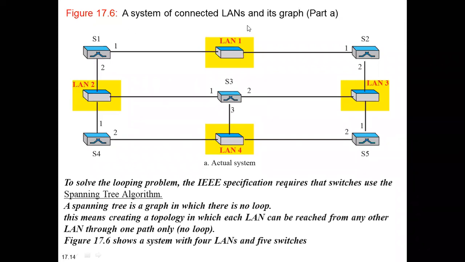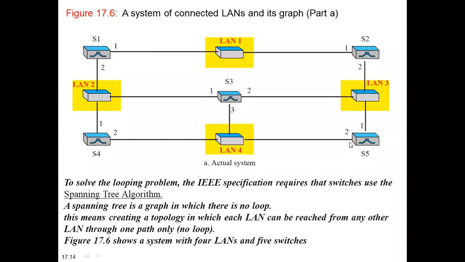I have assumed a system of connected LANs and its graph. Say there are 4 LANs here: LAN 1, LAN 2, LAN 3, LAN 4. This is a system which has been connected to the switches. The names of the switches are switch 1, switch 2, switch 3, switch 4, switch 5. Right, 5 switches are there and 4 LANs.